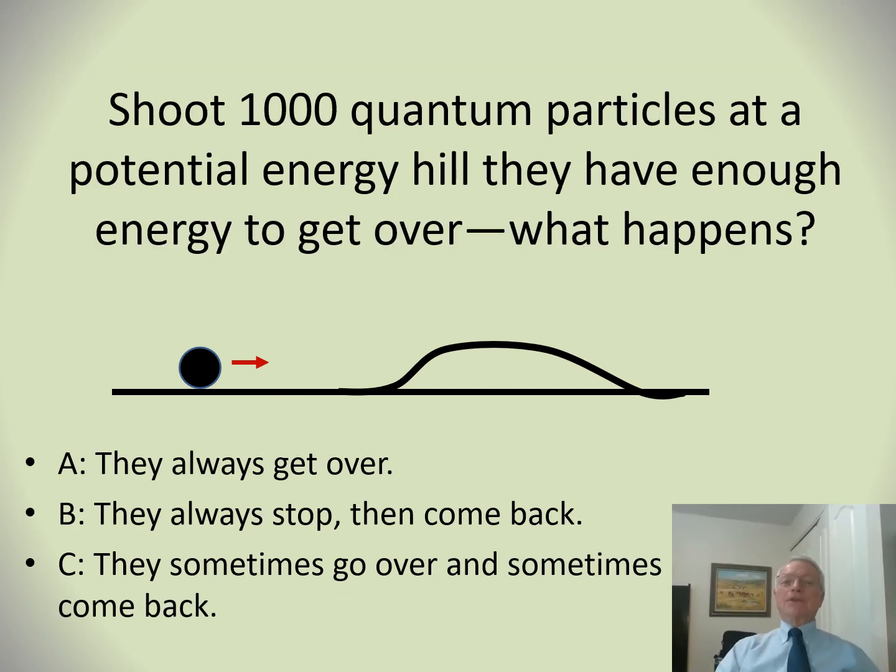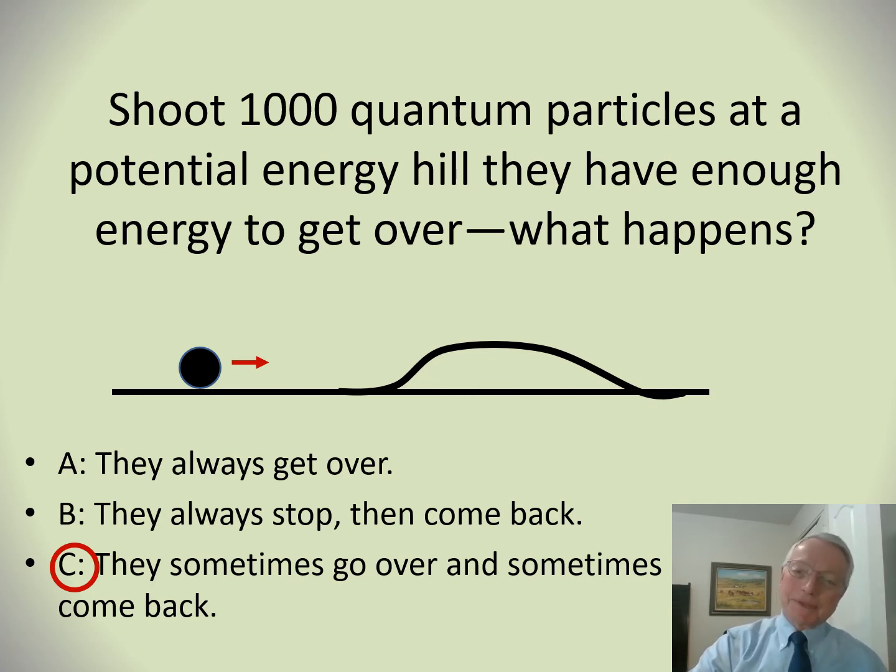If you shoot 1,000 quantum particles at a potential energy hill, and they have enough energy to get over, they don't do what Newton says. Instead, they sometimes go over, and they sometimes come back.